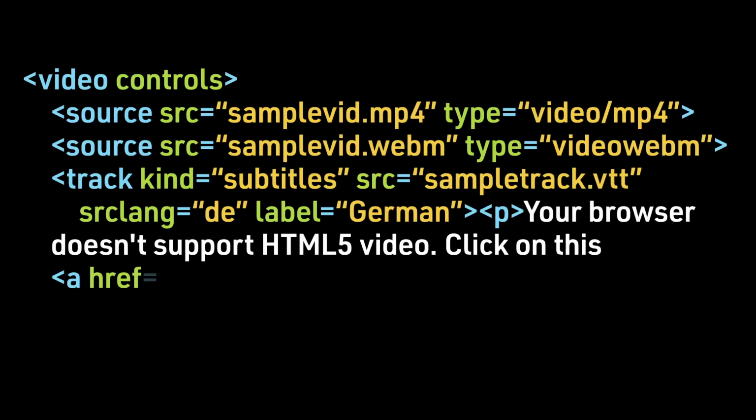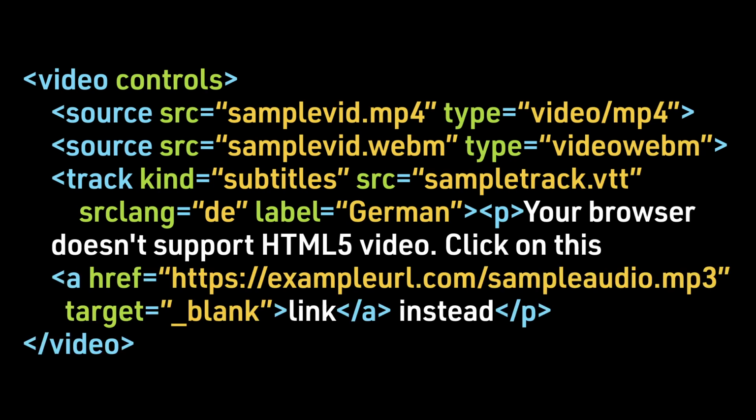Here we see that the track element is inserted after the two source elements within the video element. And after the track element, we insert our paragraph text that tells the user if neither source is supported, that the browser doesn't support HTML5 video, and provides a link for the user to click to access the video instead.